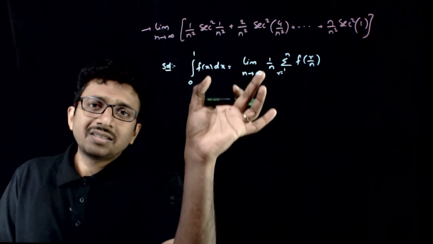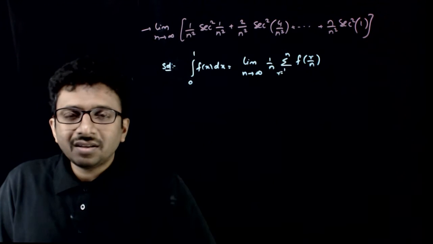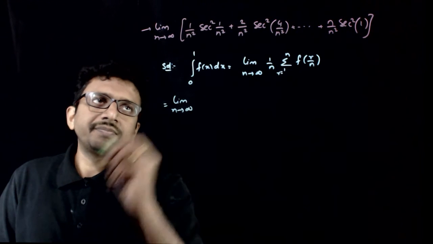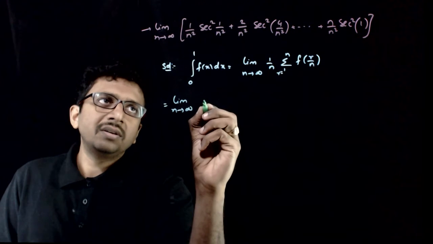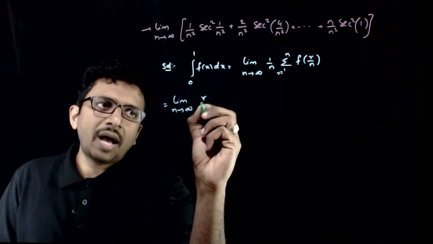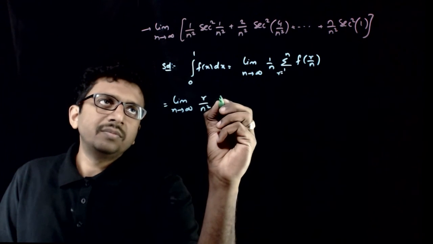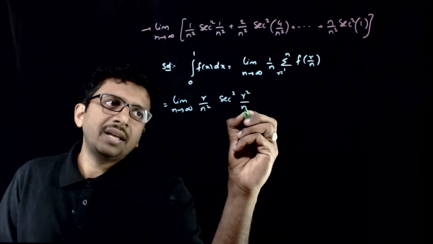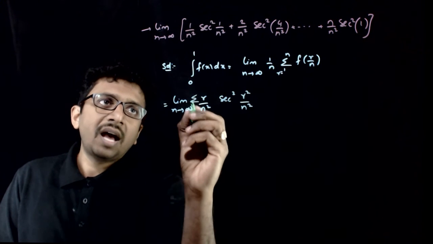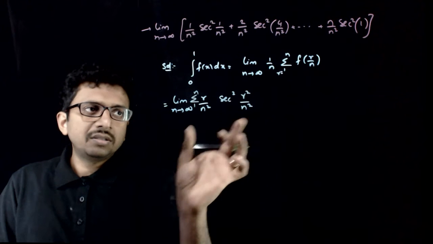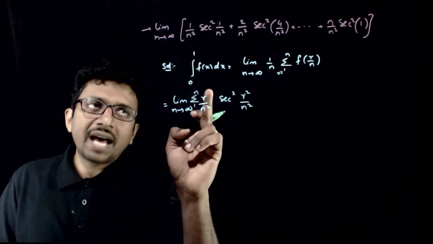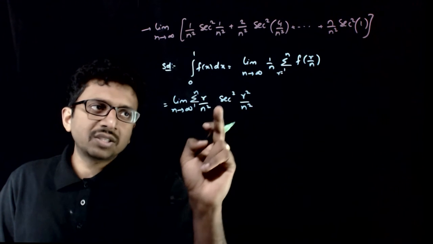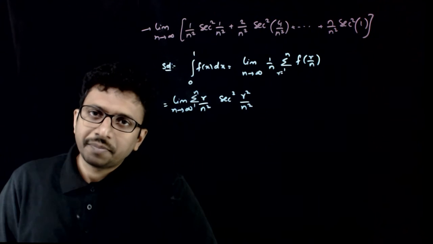Now the first step to solve this would be to express this in sigma notation. So that is equal to the limit as n tends to infinity. As you can see, this n square is common and we have 1, 2, 3 and so on up to n. So r by n square into secant square of r square by n square, sigma r going from 1 to n. This is nothing but this expression. First r is equal to 1, you get 1 by n square secant square of 1 square by n square. r is equal to 2, 2 by n square secant square of 2 square by n square, and so on.